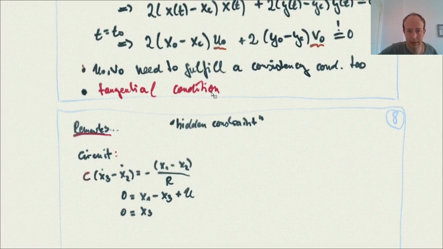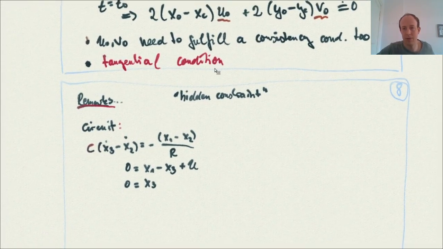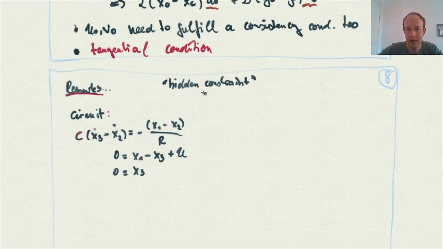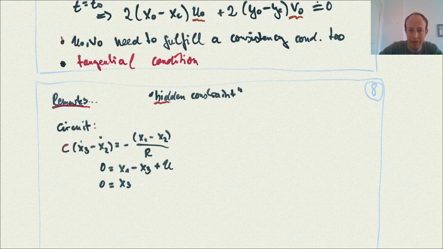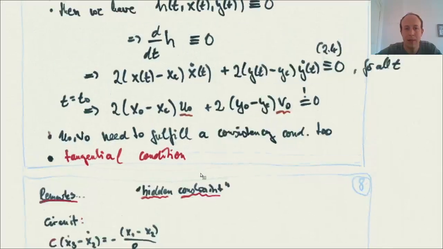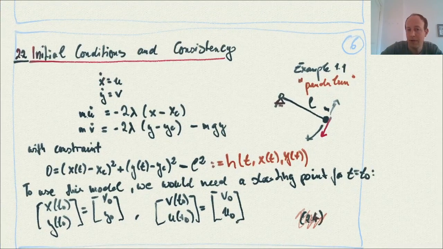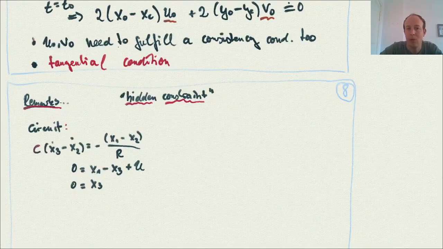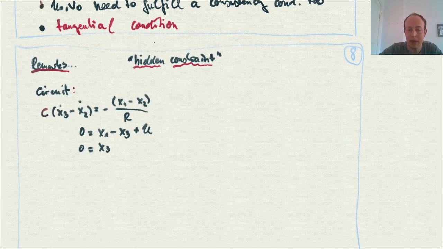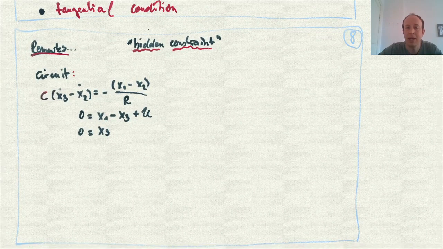Okay, so much for this. This was another example of why these initial conditions play a major role, and the term for that is the so-called hidden constraints, because this very condition was not obvious from these equations, and we needed to work on the equations to reveal these consistency conditions. This happened with the time derivative of the equations, and then we arrived at this tangential condition.